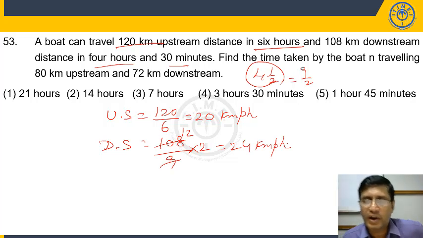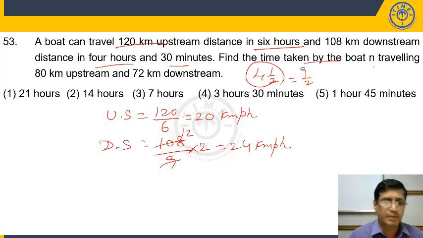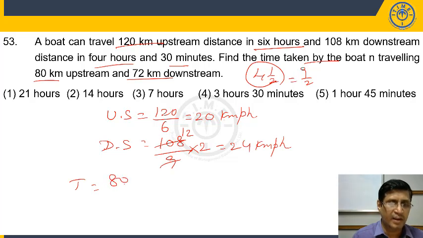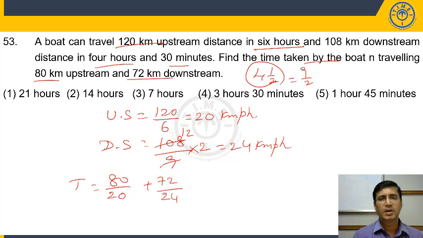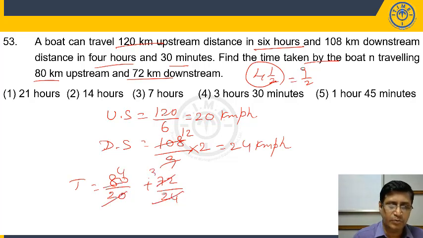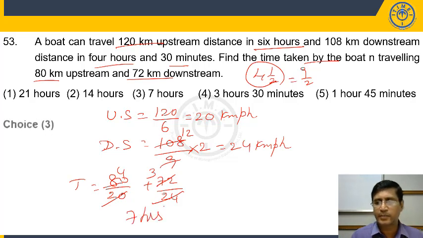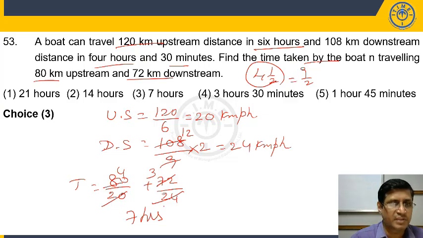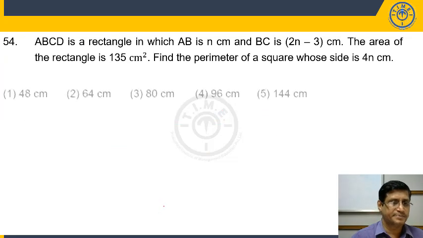But what is asked to find? The time taken by the boat to cover 80 kilometer upstream and 72 kilometer downstream. Time to be found: 80 kilometer upstream, the speed in upstream is 20, and 72 kilometer downstream, the speed here is 24. Simplify, it goes exactly 4 times and here it is 3 times. 4 plus 3 is 7 hours. So what is the right option? It is option number 3. Third choice is the right answer.